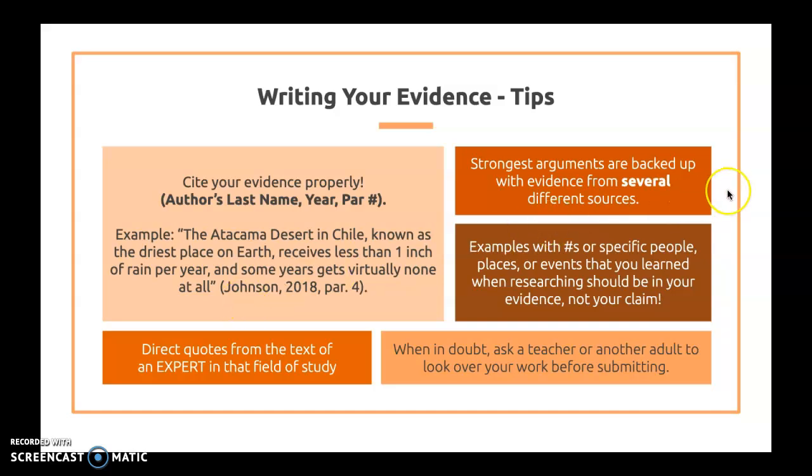Again, as we've talked about before, you want to make sure that you have several different pieces of evidence from different experts in that field of study so that people can see that it's not only you and one other person who believe in this argument or believe in this claim. So again, look for several different sources or several different pieces of evidence from different people within that field of study. And just remember, when in doubt, ask a teacher or another adult to look over your work before submitting. Anyone would be happy to do so.